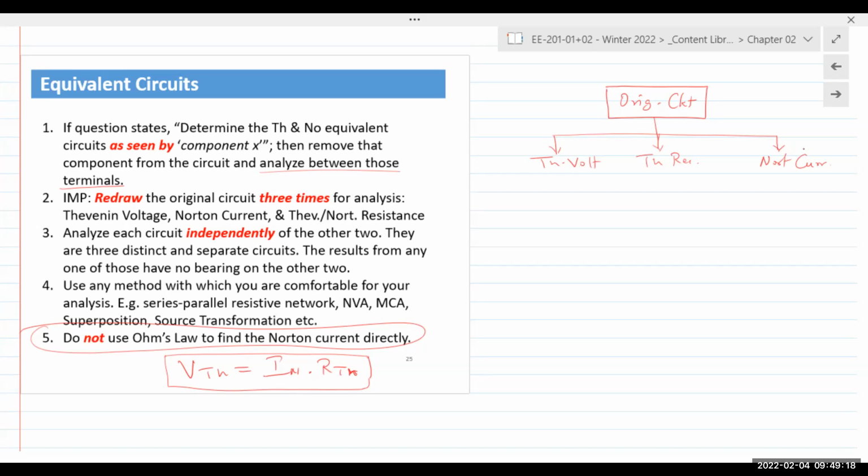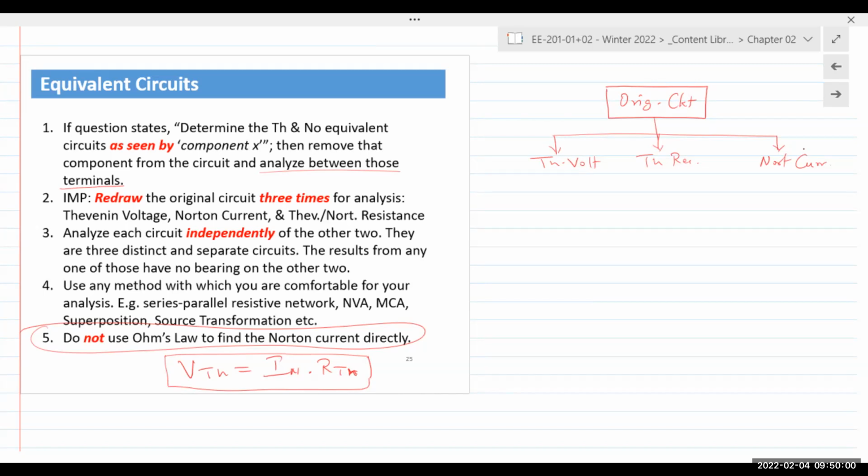If it tells you to treat a component as the load, and you try to find the Thevenin and Norton equivalent circuit as seen by a particular component, then you have to remove that component from your analysis, and you do it right at the beginning. Okay, you do it right at the beginning. So the original circuit, where you have a component and you're analyzing from the viewpoint of that component, you remove that component from the circuit right at the beginning. And then you modify that circuit 3 more times.